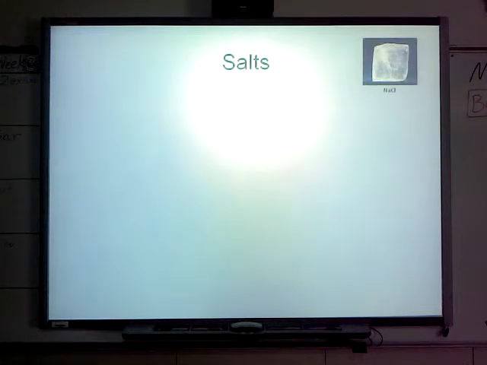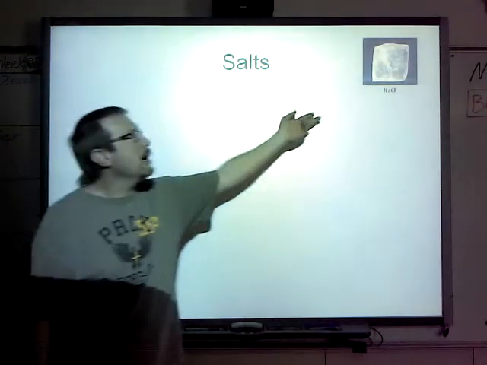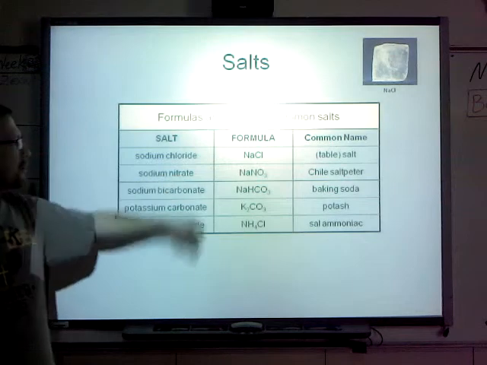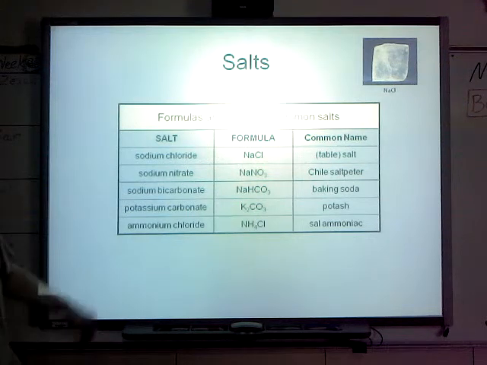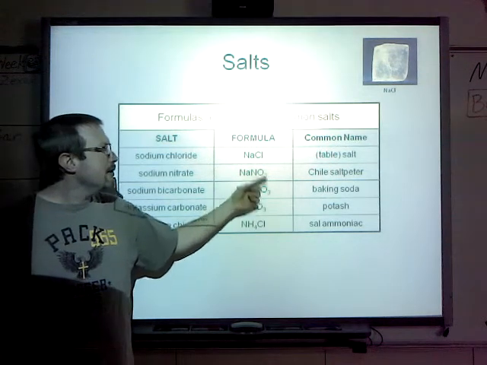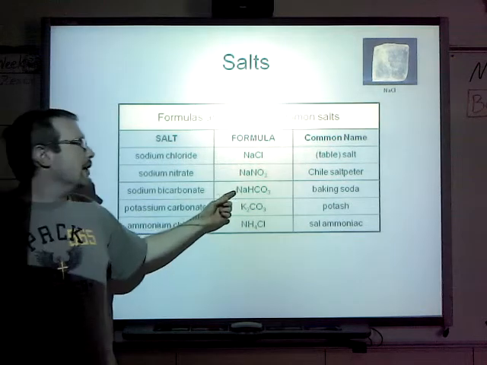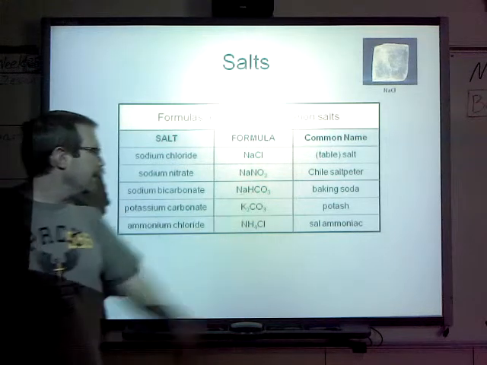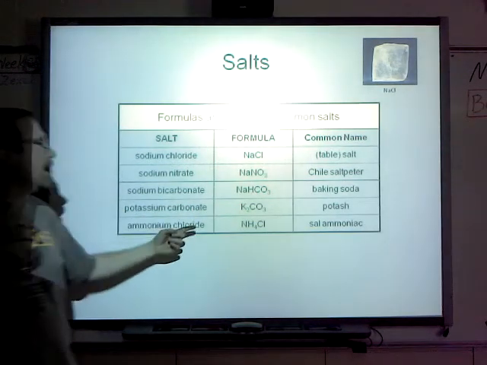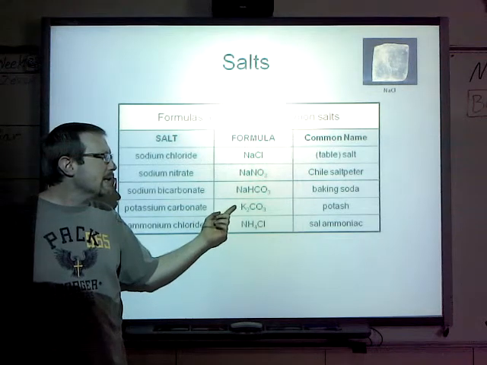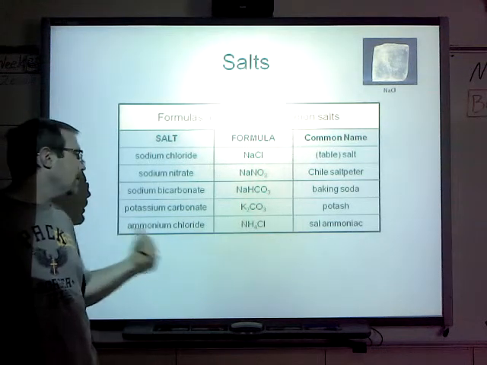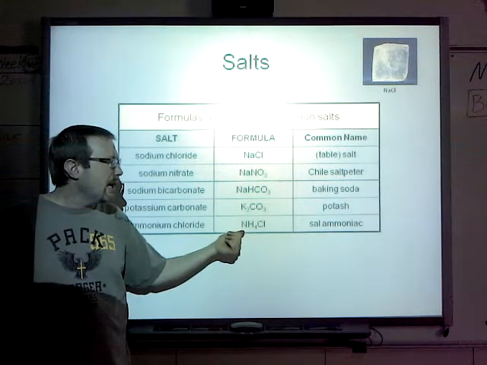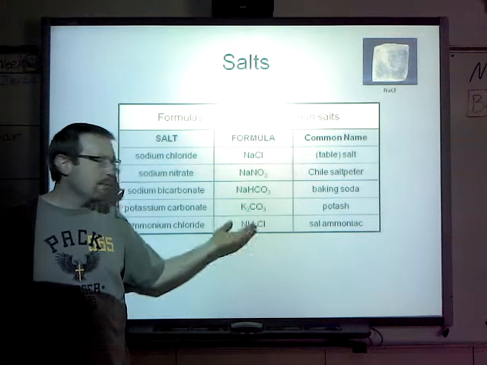A few common salts, of course, you've got sodium chloride, which is just table salt. You all know that one. Here's a few others. Sodium nitrate is made from sodium hydroxide and nitric acid. Sodium bicarbonate is made from sodium hydroxide and carbonic acid. That's baking soda, sodium hydrogen carbonate. Potassium carbonate is made from potassium hydroxide and carbonic acid. And then ammonium chloride is another one. It's made from, I believe, ammonia and hydrochloric acid. So there you go.